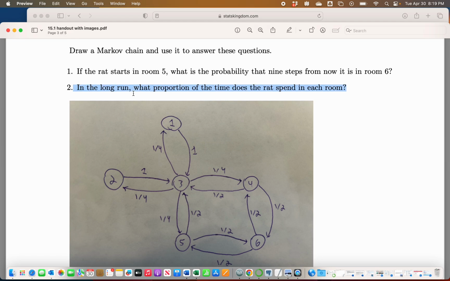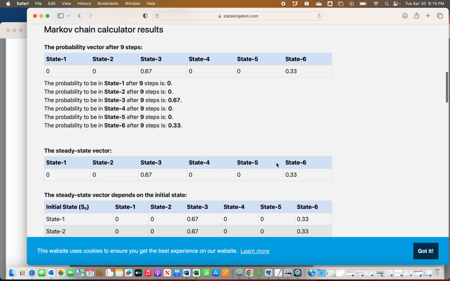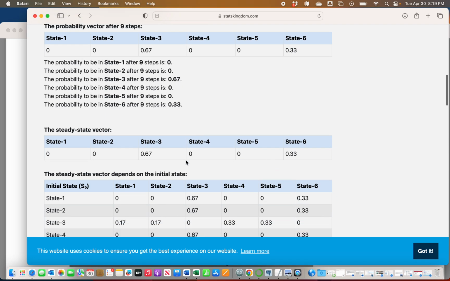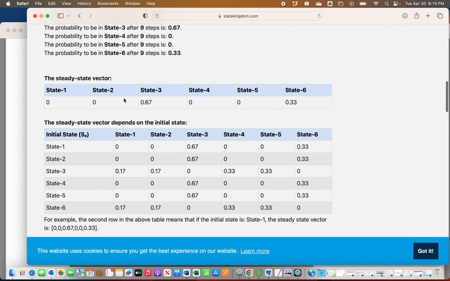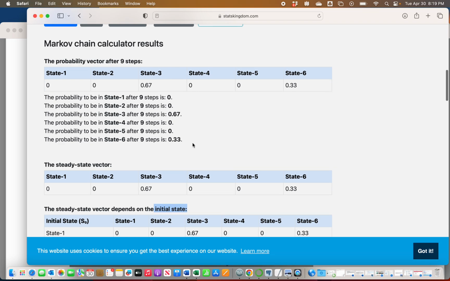Okay. Also in the long run, so let's answer that. It gives me the steady state vector, but notice now it actually tells me something. It says the steady state vector does depend on the initial state. So here, if we start in state 5, the 9-step vector corresponds to the steady state vector. So in the long run, if you start in state 5, you're going to spend 2/3 of your time in room 3, and 1/3 of your time in state 6.